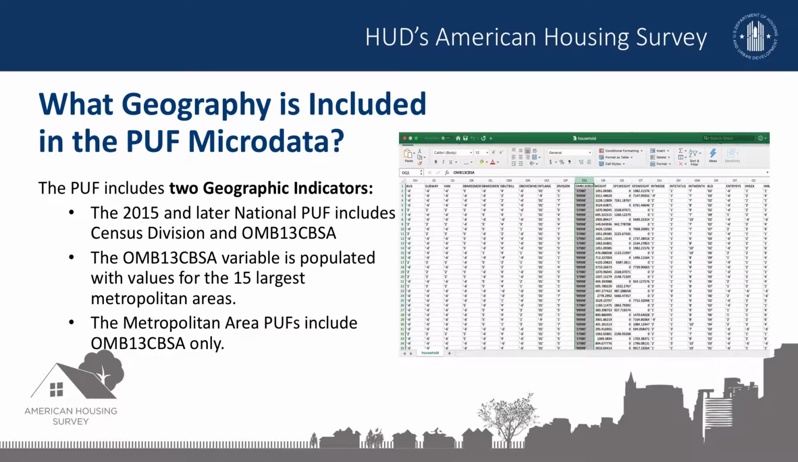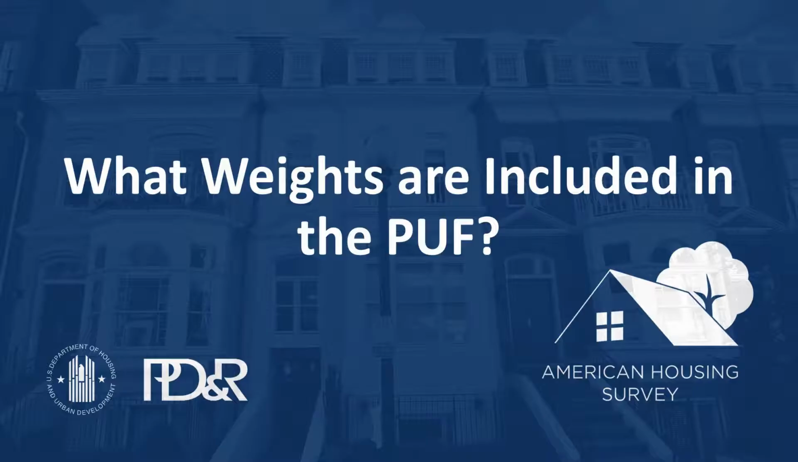The OMB13CBSA variable, which is the 2013 Office of Management and Budget Core-Based Statistical Area (CBSA) code, is populated with values for the 15 largest metropolitan areas. All housing units in metropolitan areas outside the top 15 areas are identified with a special code of 98. For housing units not in metropolitan areas, the OMB13CBSA value is 99. The metropolitan area PUFs include OMB13CBSA only.